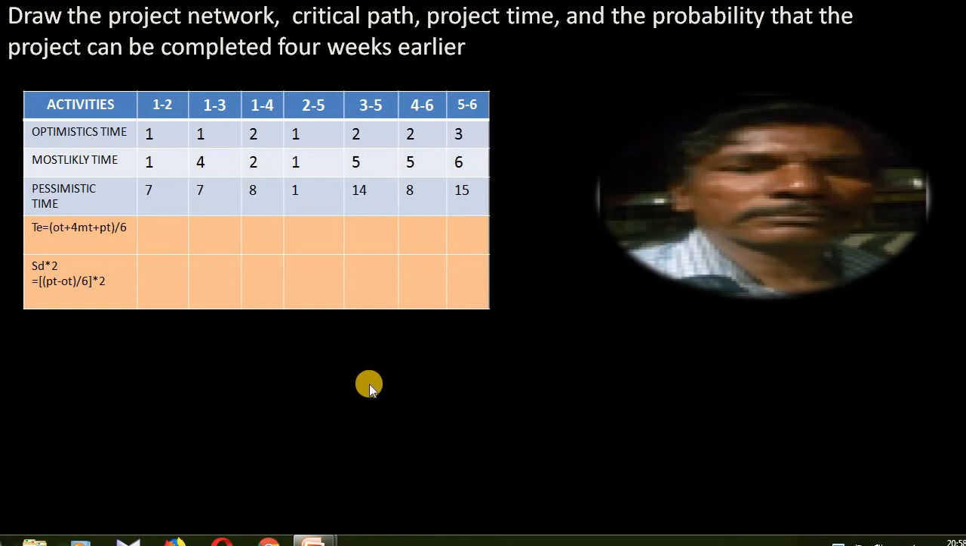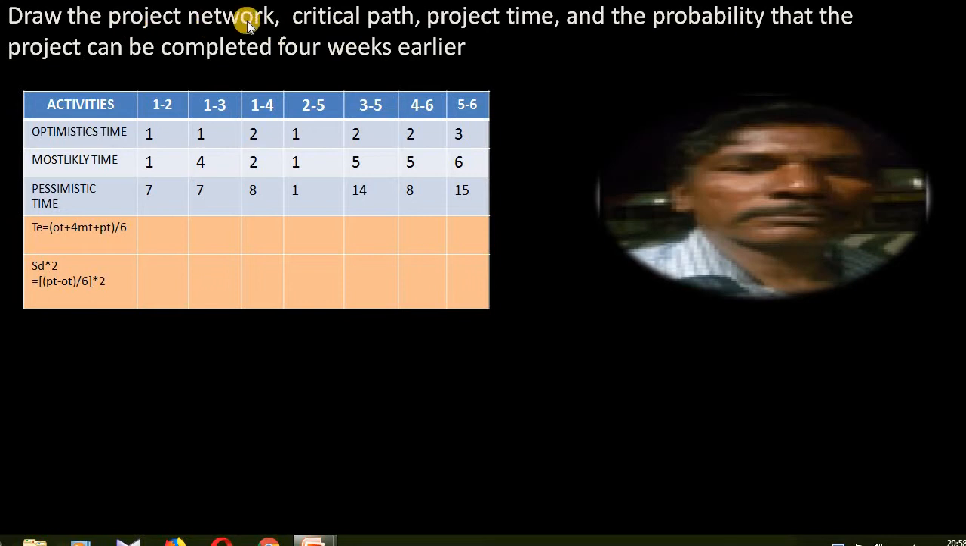So thank you, students. Today we will do a problem in the PERT topic. PERT, we know, is Program Evaluation and Review Technique. That's the problem given to us. Draw the project network, critical path, project time, and the probability that the project can be completed 4 weeks earlier. That's what we have to find here.